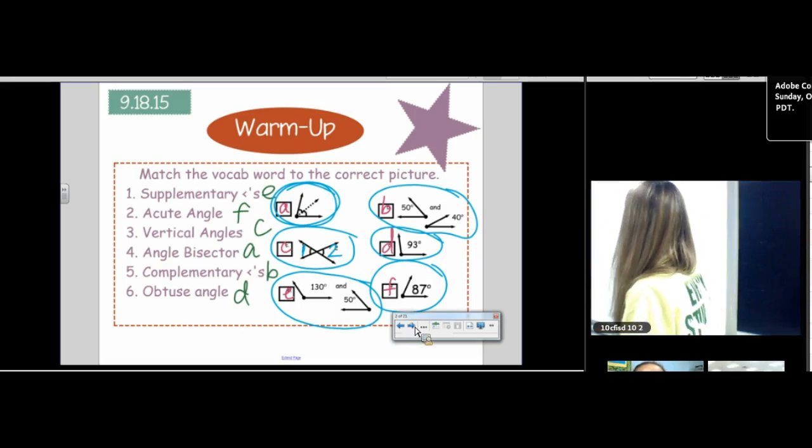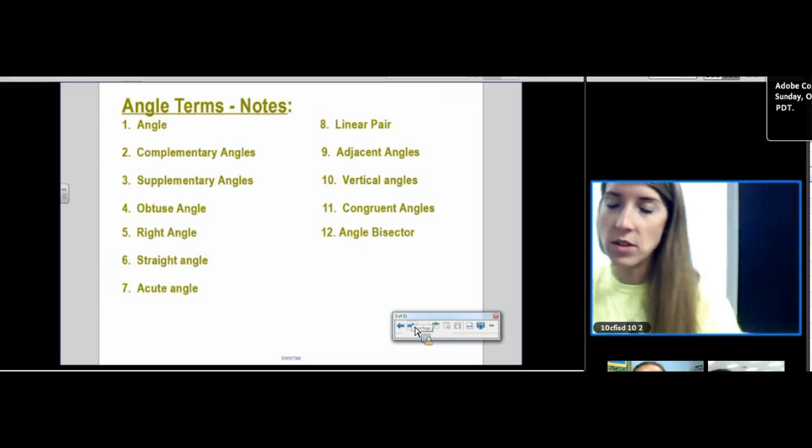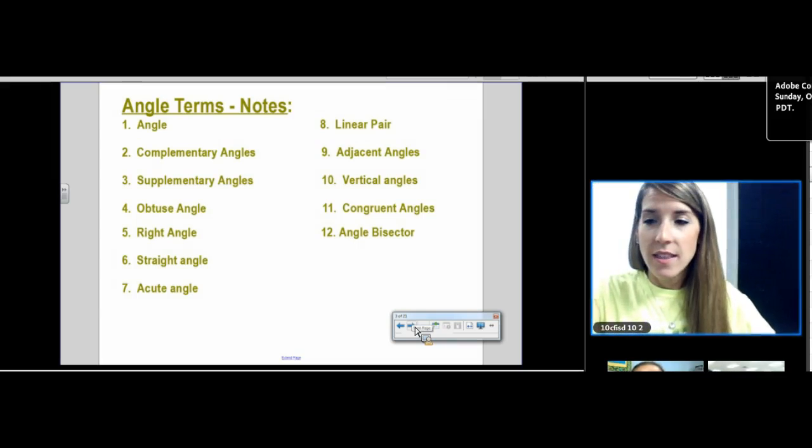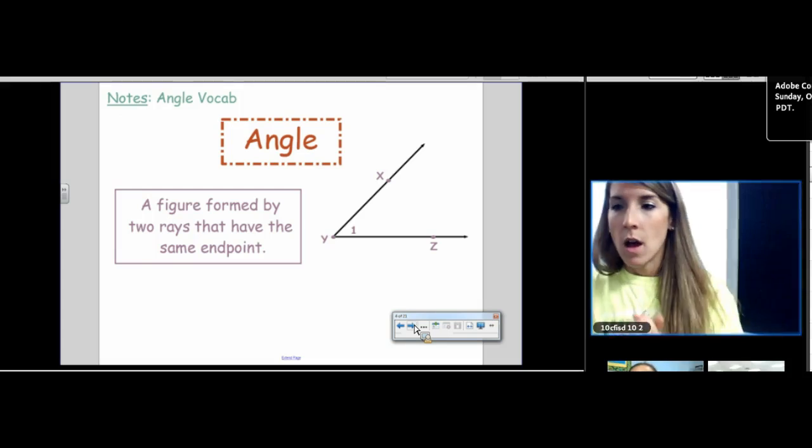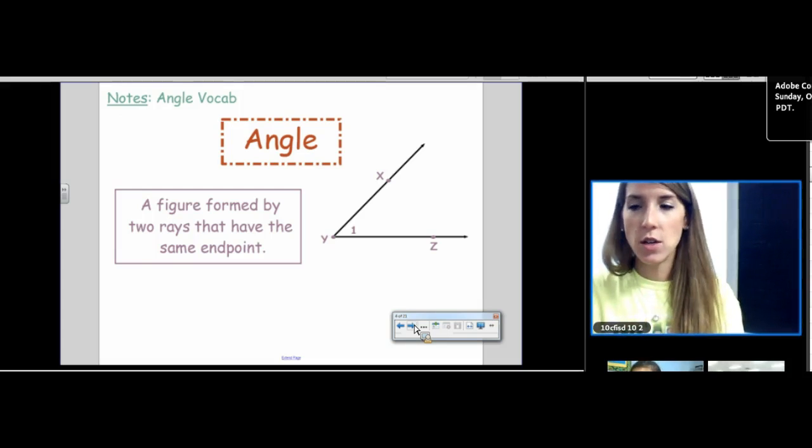Okay, so get that vocab out, whether you did it last night or whether you didn't. These are the answers. So write these down if you didn't already get them. 12 vocab words that you should start to get to know over the weekend and throughout this unit. Okay, so new unit, new vocab.